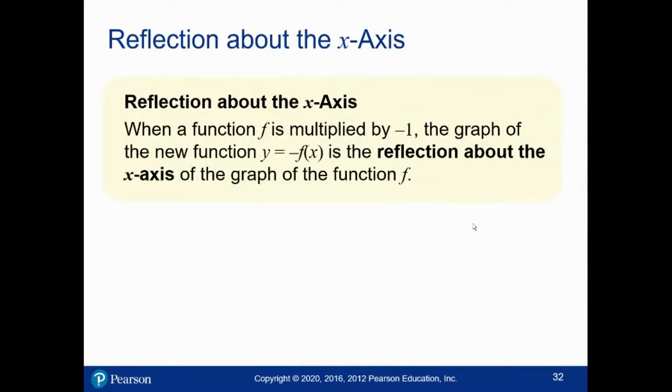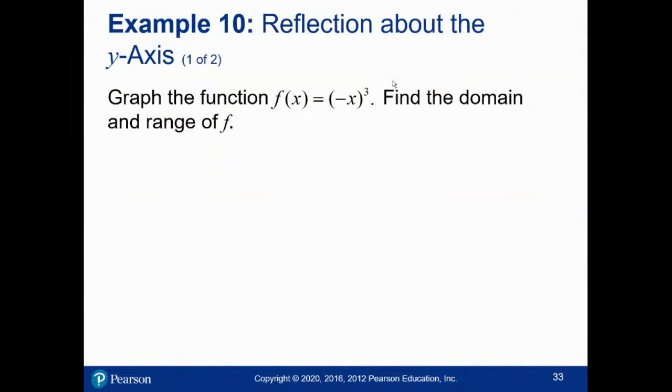Okay. I like to think of this as being the same thing as a vertical stretch, just by a negative amount. Because remember, a vertical stretch was when you had a times f of x. And if a is negative, you still do the stretching, it's just you also have to incorporate this reflection across the x-axis.